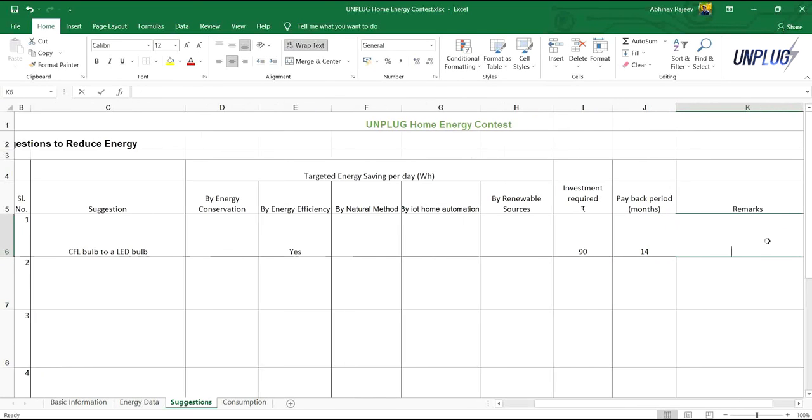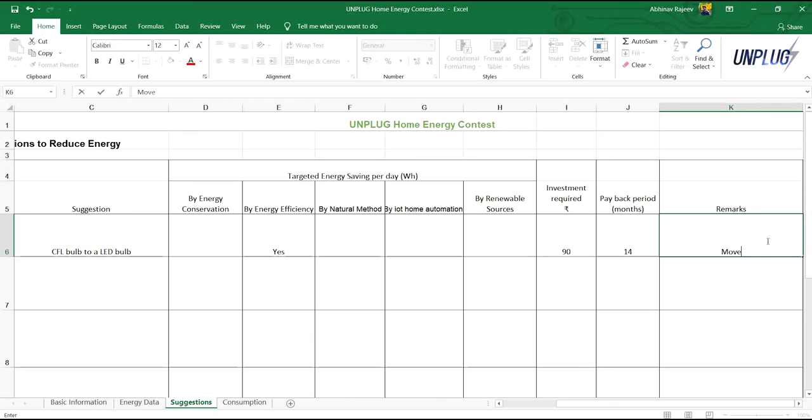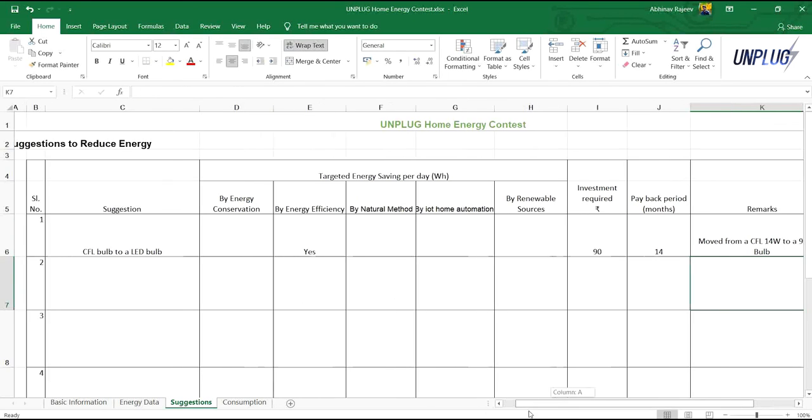And in remarks, you can say you moved from a 14 watt CFL bulb to a 9 watt LED bulb. That way you can give the remark. This is how you can do a simple payback.